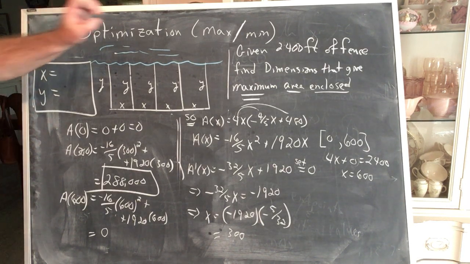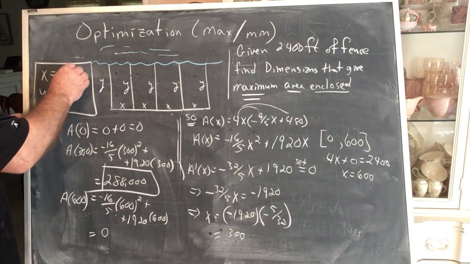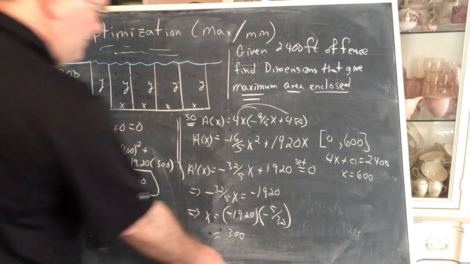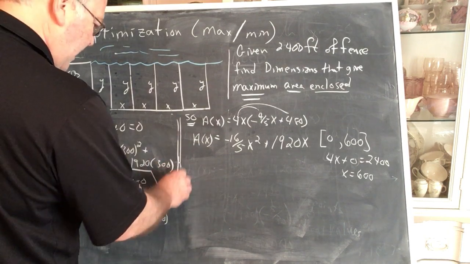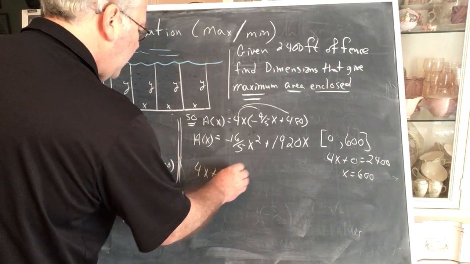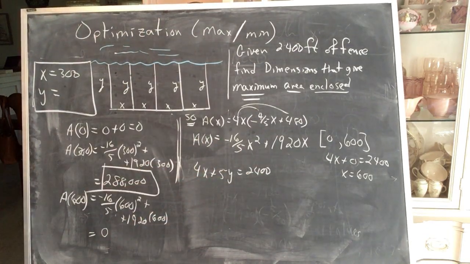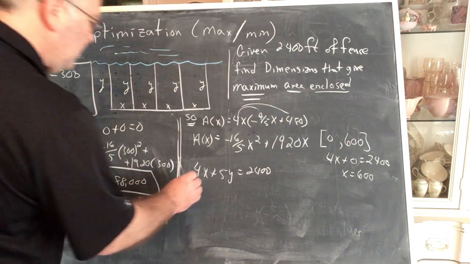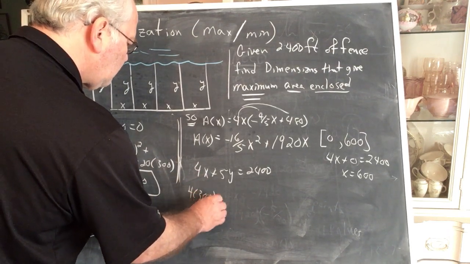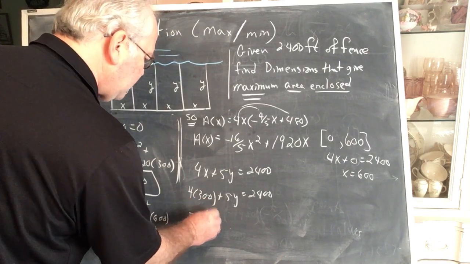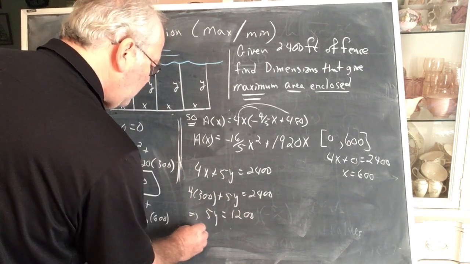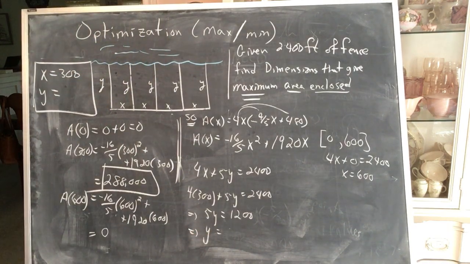Now, what were we asked to find? We're asked to find the dimensions. Well, the x value is 300. The y value, I've erased the equation that had the y value in it. The y value comes from this equation. Let's see, we had 4x plus 5y is equal to 2400. That should allow us to solve for y, because we know the x is 300. So that's 1200. So this implies 5y is equal to 1200. And so that implies that y is equal to 240.